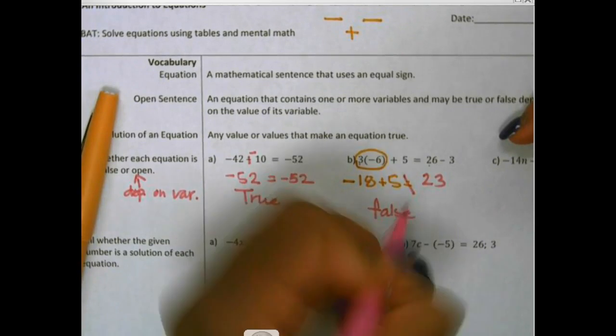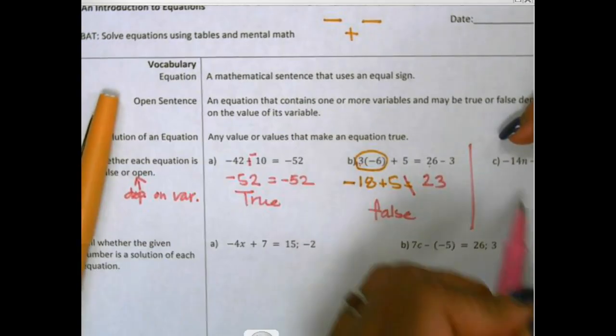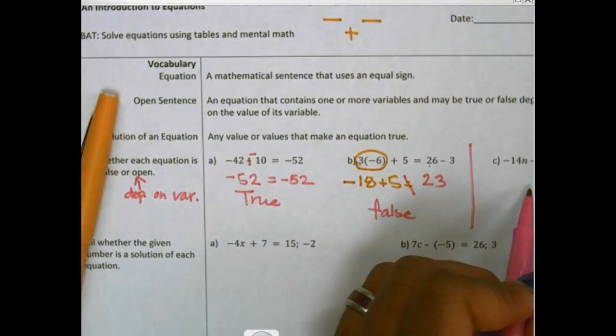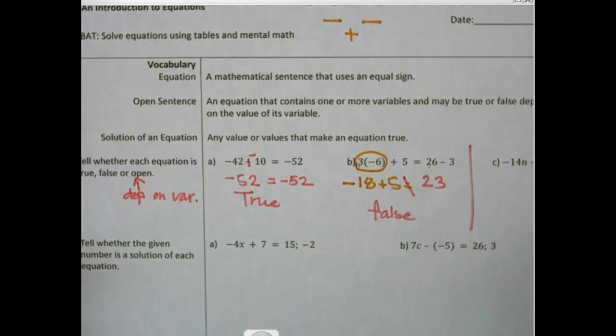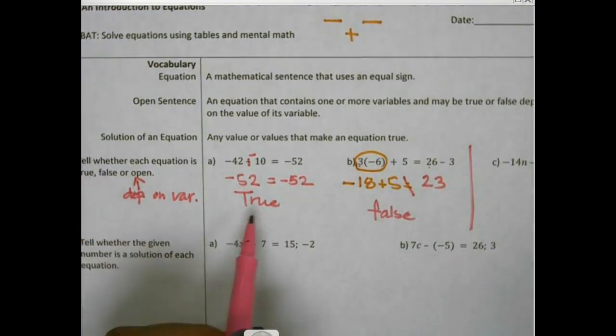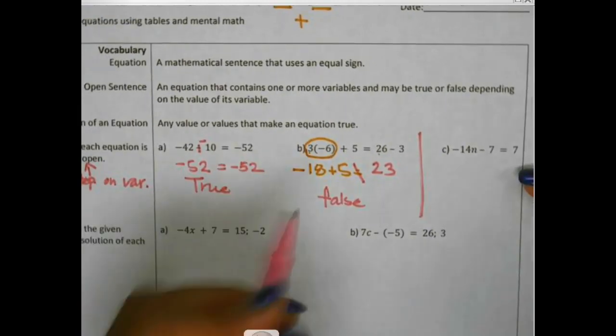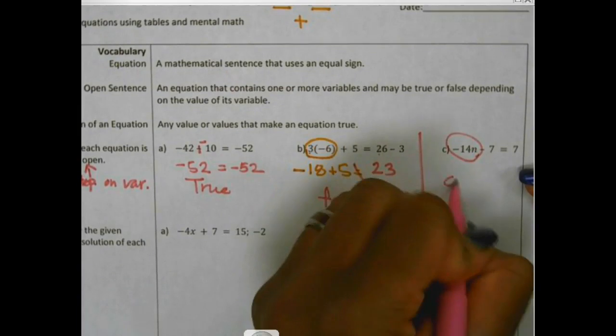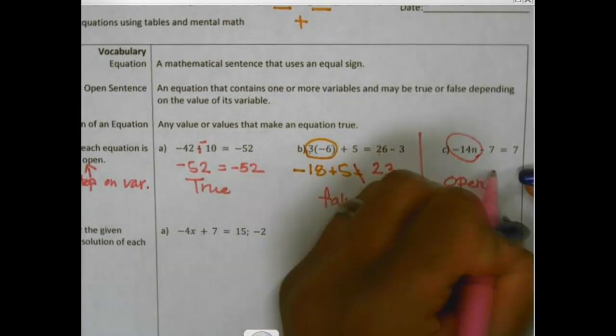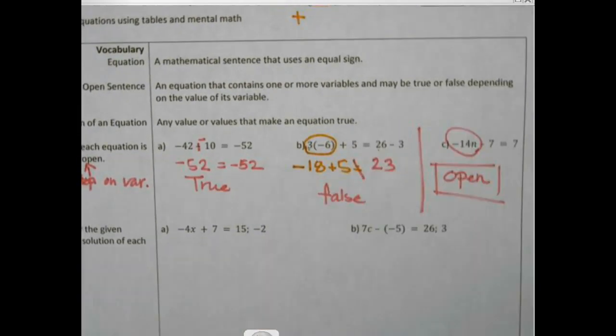You lied to me. This one I could solve, but I don't want to, and I don't have to, because the question is: is this true, false, or open? Because it has a variable, it's open to interpretation. It depends on what the variable is for that one.